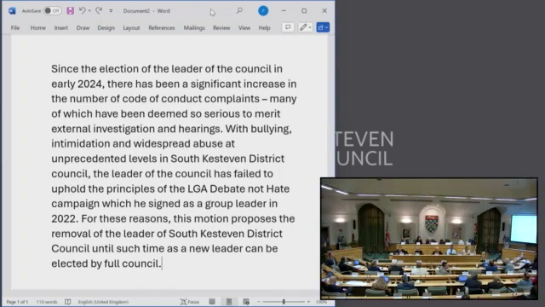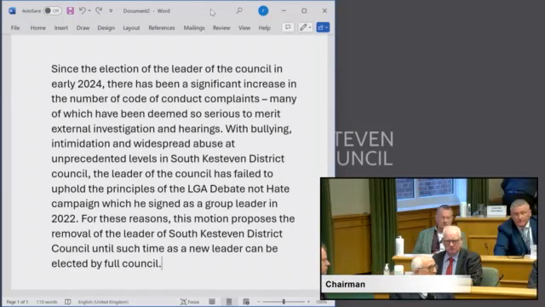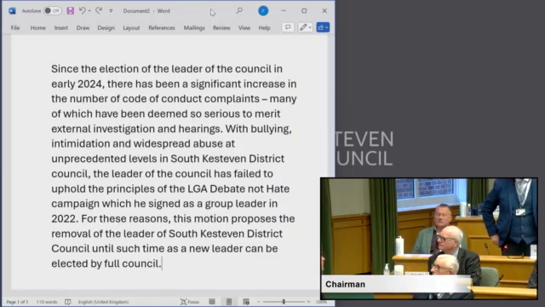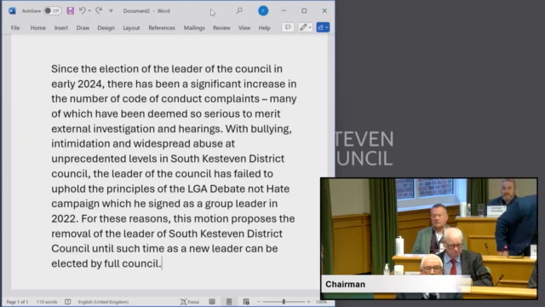Is it a point of order, Councillor Harrison? Yes, it says up there, bullying and intimidation. Who was found guilty of bullying? Intimidation. It's a point of information. That's incorrect. Thank you, Councillor.